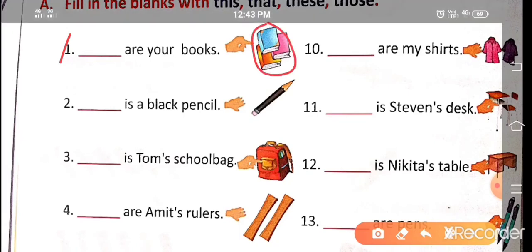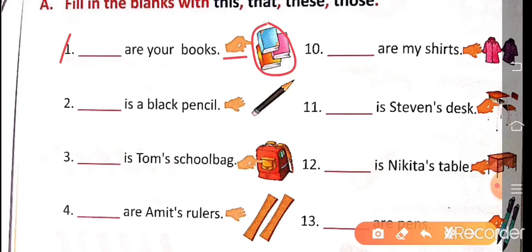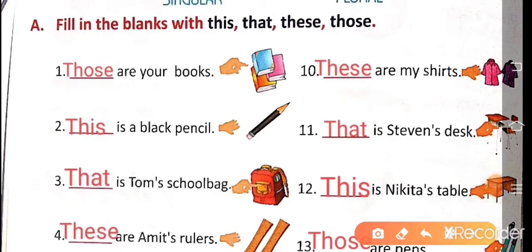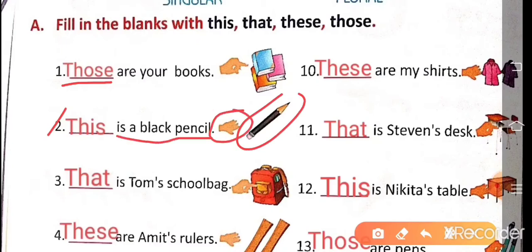So this hand indicates for far, so those are books. Like this you have to write those are books. Number 2, dash pencil is a black pencil. So this hand indicates for near. So this is a black pencil.